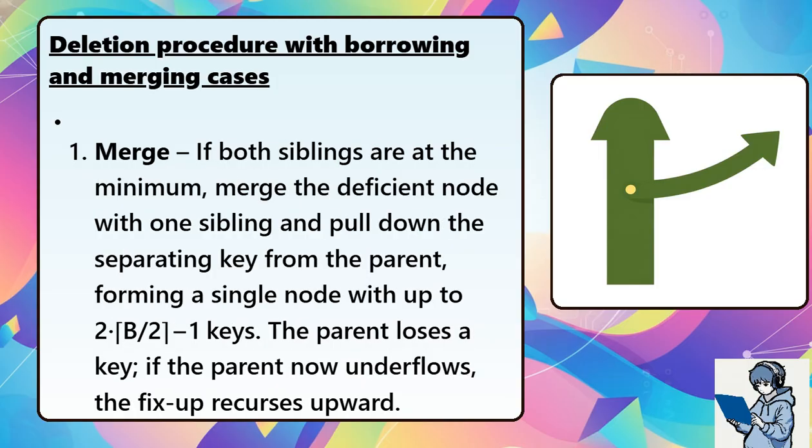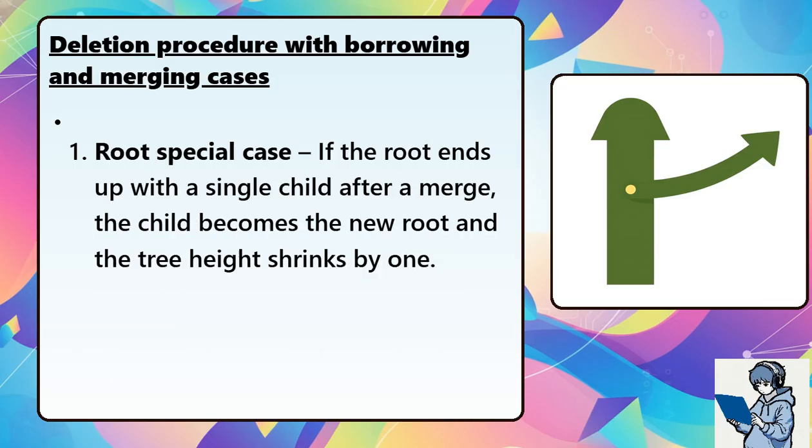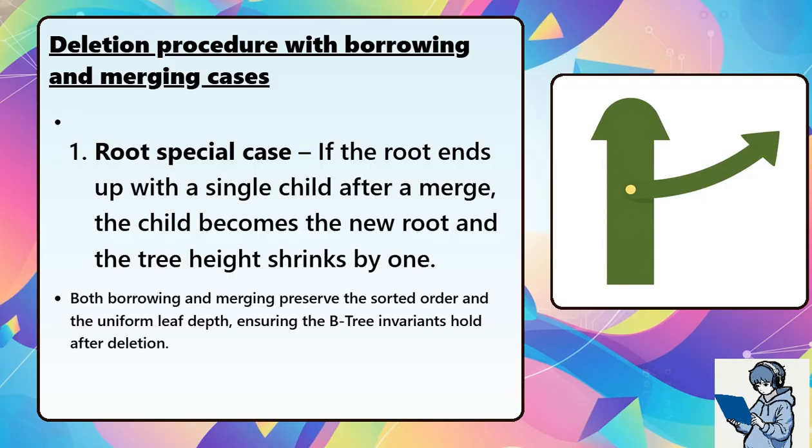Step 5. Merge. If both siblings are at the minimum, merge the deficient node with one sibling and pull down the separating key from the parent, forming a single node with up to 2 times ceiling b over 2 minus 1 keys. The parent loses a key. If the parent now underflows, the fix-up recurses upward. Step 6. Root special case. If the root ends up with a single child after a merge, the child becomes the new root and the tree height shrinks by 1. Both borrowing and merging preserve the sorted order and the uniform leaf depth, ensuring the B-tree invariants hold after deletion.